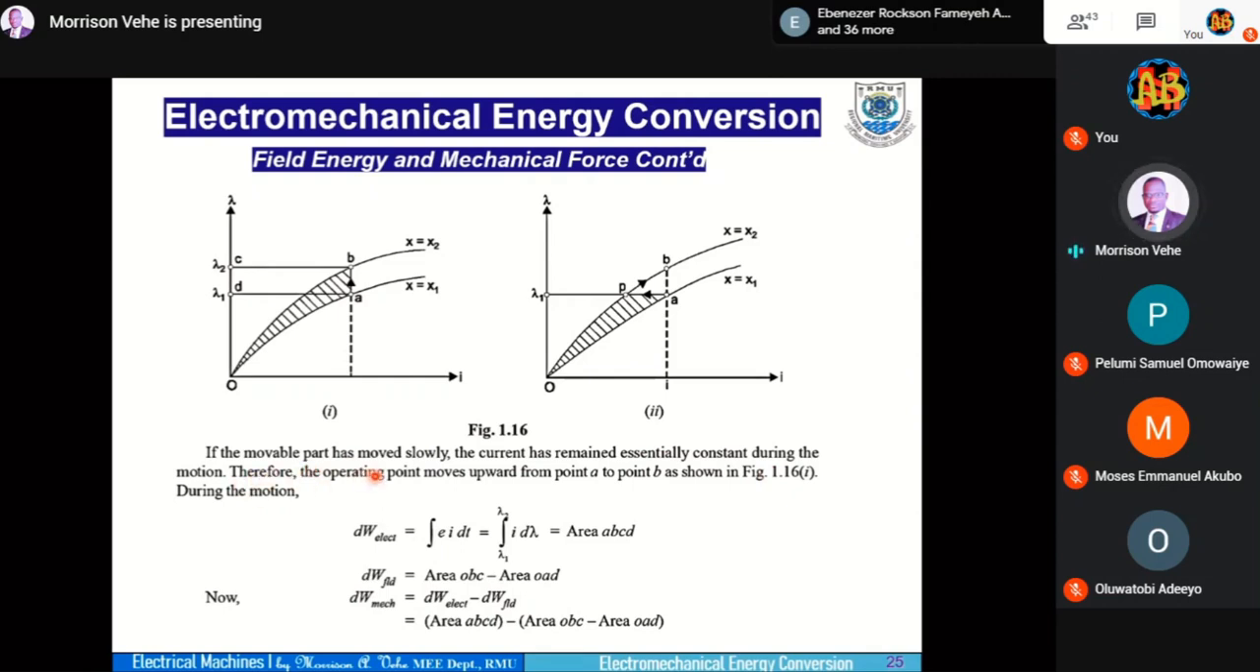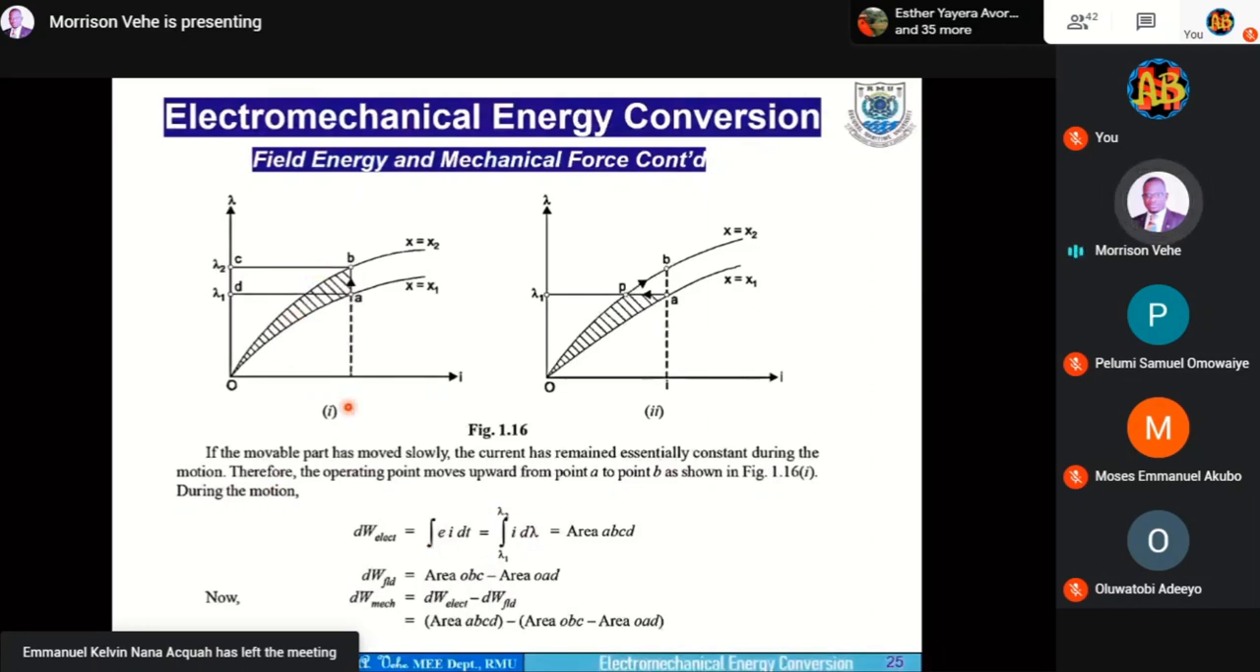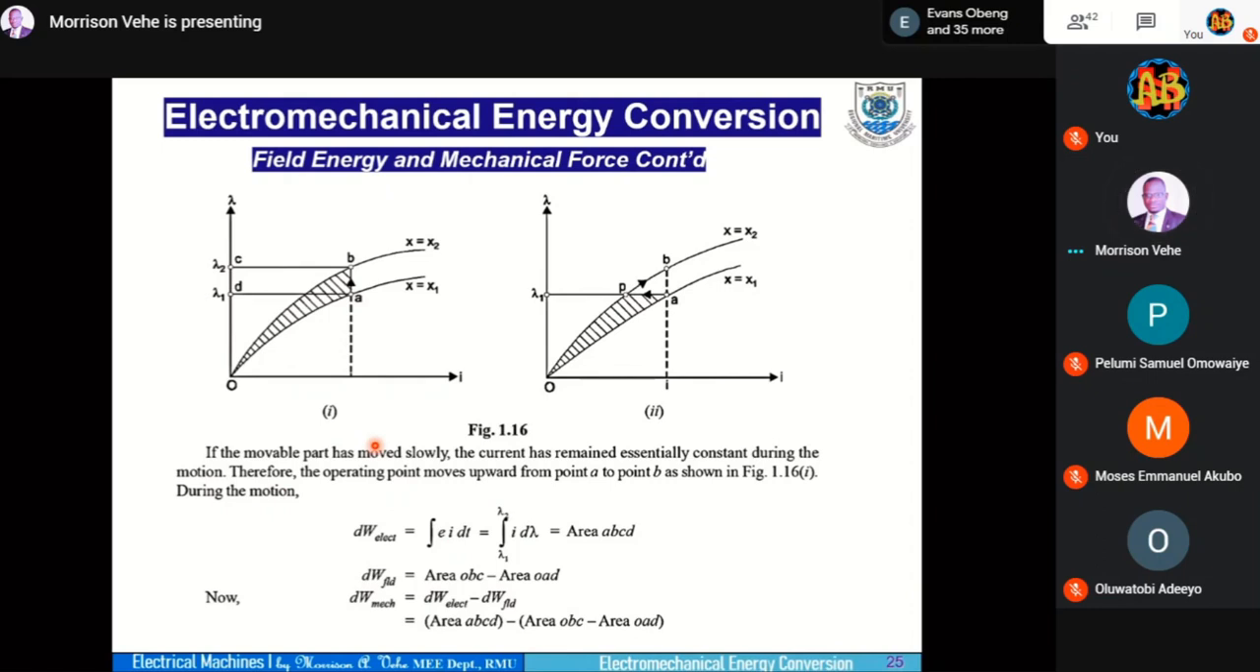For that matter, the operating point moves upward from A to B, as we have in this figure. And we can look at the process in terms of the work done electrically and then mechanically.